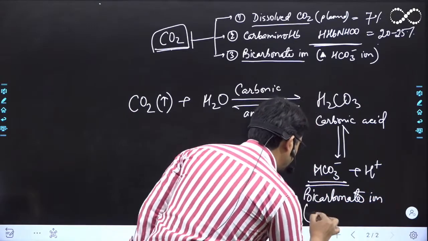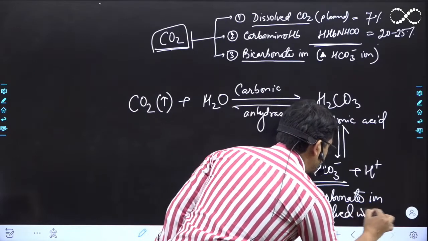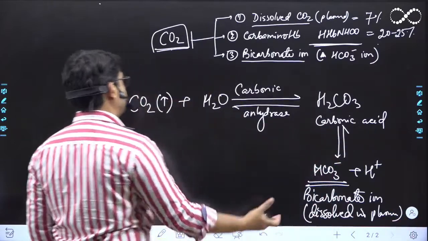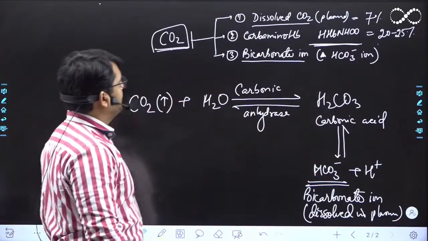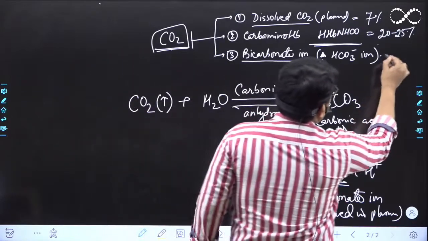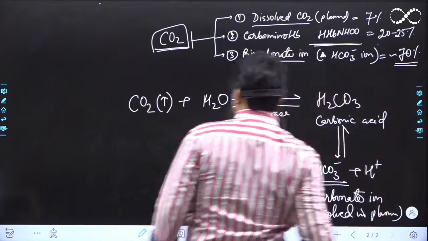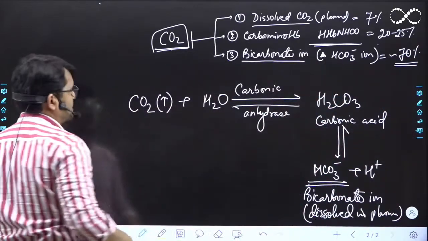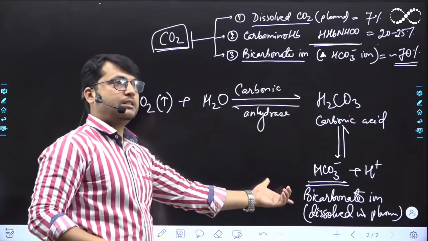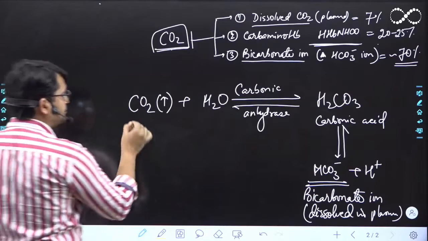And bicarbonate ion is dissolved in plasma. Is it clear? So 97% is in the bicarbonate ion. Sorry, 70%. Around 70% of the CO2 is transported in the form of bicarbonate ion, and this is how this bicarbonate ion is formed. Okay? Great.